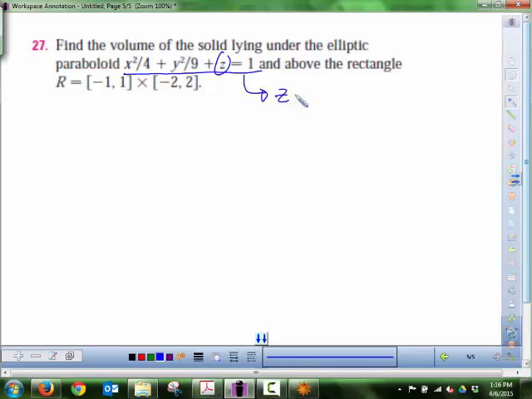So first thing that we probably would like to do is express this as z is equal to f of x, y by getting z by itself. So if we get z by itself, we're going to get 1 minus x squared over 4 minus y squared over 9. Which, according to them, is looking like an elliptic paraboloid.